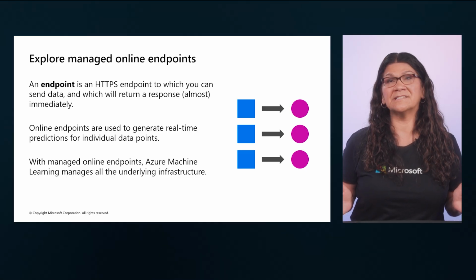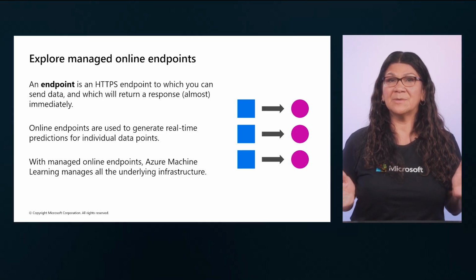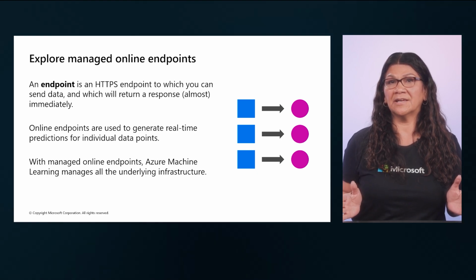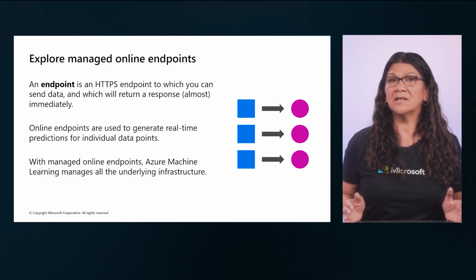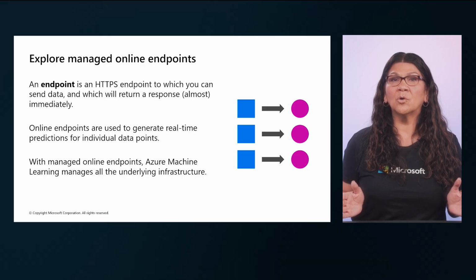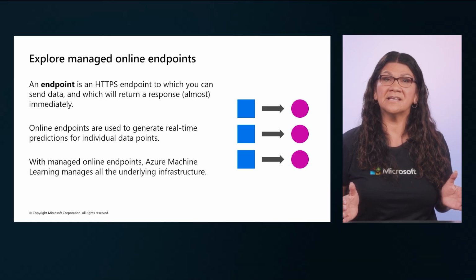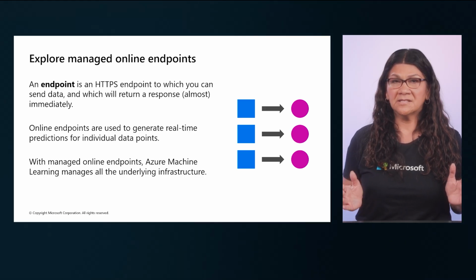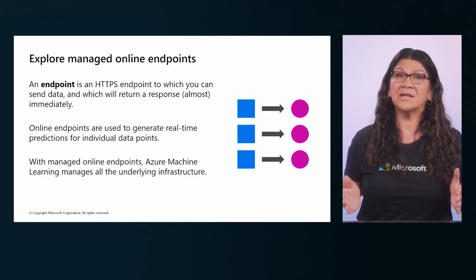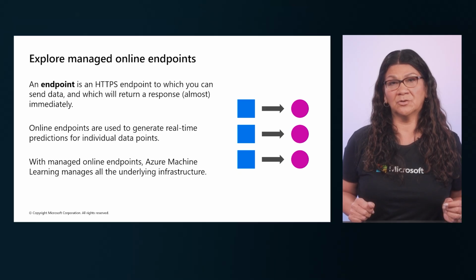Managed online endpoints in Azure Machine Learning enable real-time inference. An endpoint is essentially an HTTPS endpoint that an application can send data to and receive a prediction almost immediately. The core idea is that a client can send individual data points to the endpoint, and the service returns a prediction representing real-time scoring of individual records.